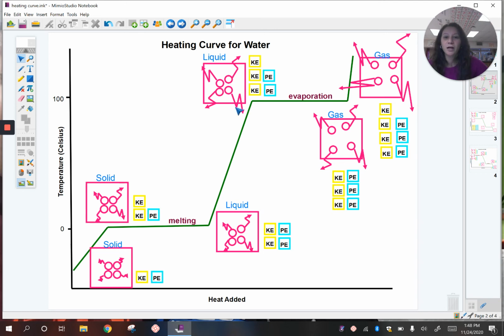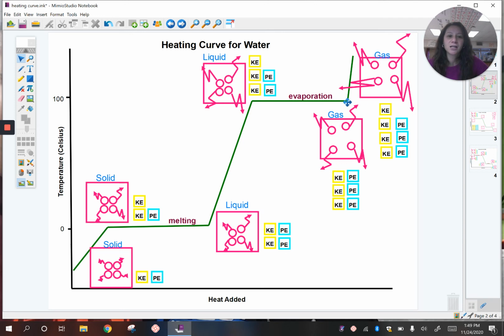As I go from liquid at 100 to gas at 100, my temperature remains the same, so my kinetic energy is the same, but I have increased the potential energy, so I added one more box here to show that the position of my particles changed. And so that energy went into separating the particles and keeping them far apart as a gas. So as evaporation happens, I'm increasing my potential energy.